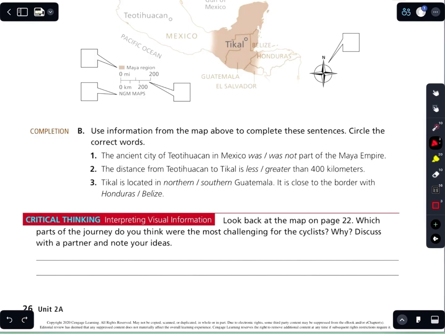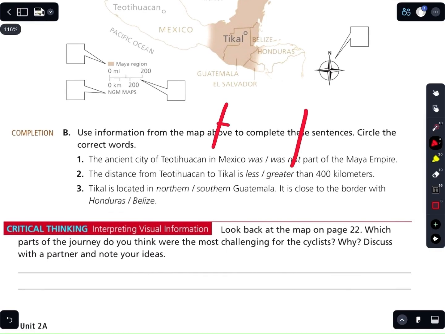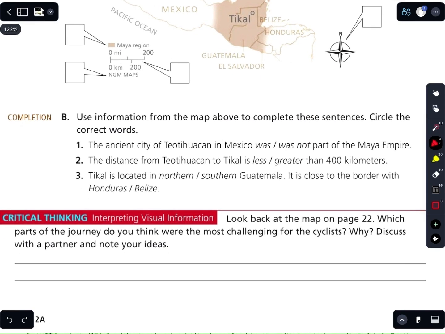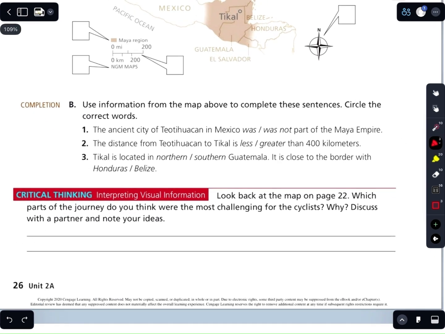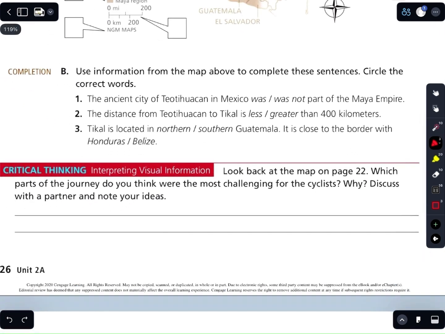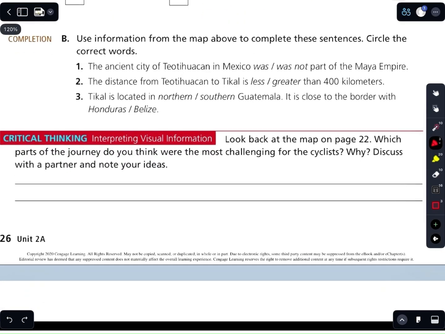The distance from Teotihuacan to Tikal is less or greater than 400 kilometers. That you would have to use the scale. You'd have to measure there. Tikal is located in northern or southern Guatemala. It is close to the border with Honduras or Belize. So you can just circle what answer you think is correct.